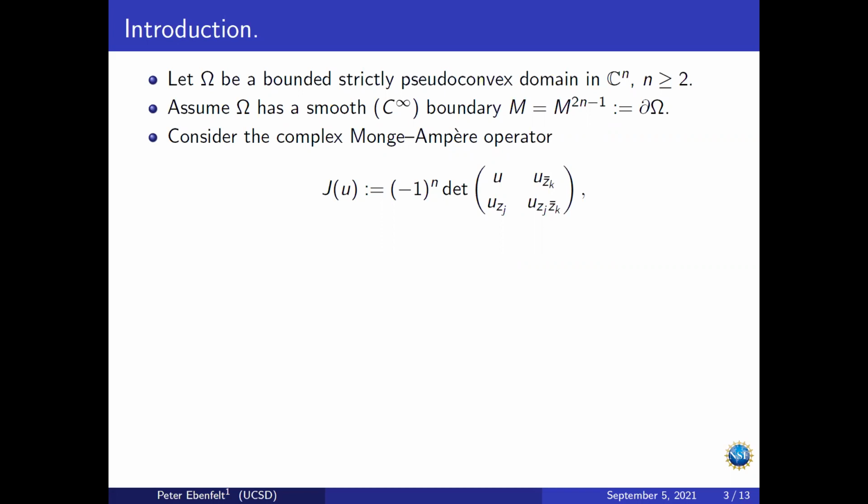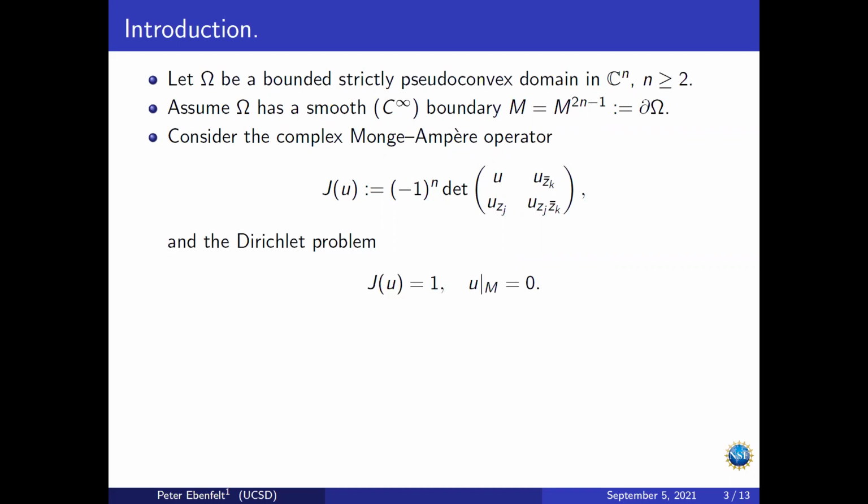And how do you find it? Well, Cheng and Yau showed, well, I guess it goes back to the work of Fefferman. You study the complex Monge-Ampère operator, J. I'm going to have some other J's as well, but this J will disappear in the beginning. So J is this complex Monge-Ampère operator. It's the determinant of this matrix here. So the matrix is n+1 by n+1.